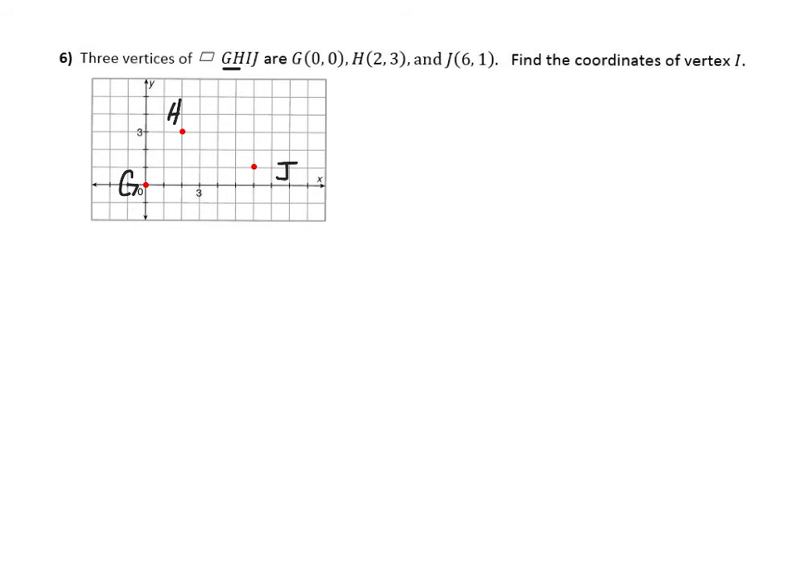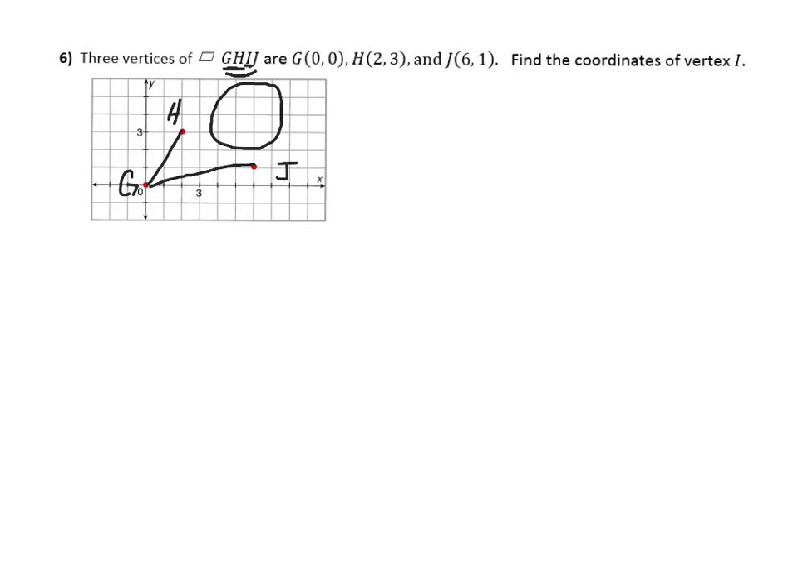Now I know that G will connect to H. I also know that G also connects with J, since that's the first and last points listed. So now I can kind of get an idea as to where I is going to fall. I connects to H, I also connects to J. So it looks like it's going to be somewhere in this vicinity.